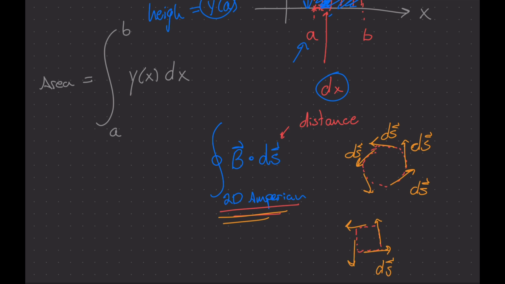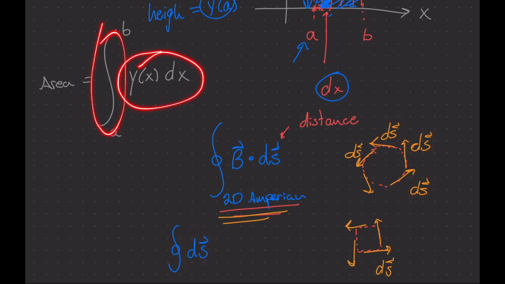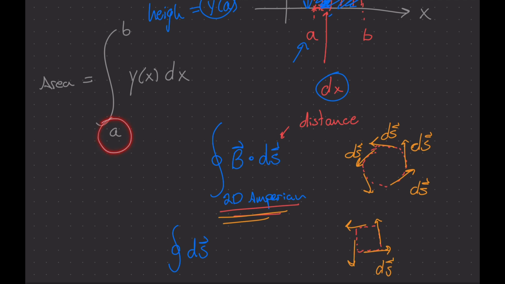So once you get to the stage where you have an integral ds like this, it's basically telling you to add up all of these tiny little ds elements. Except instead of giving you bounds like this, a to b, the bound is over this closed 2D Amperian loop, that's why you have a little circle here. So this integral is telling you to add up all of these little distances. How much do you add them up? You add up all of them around the shape.